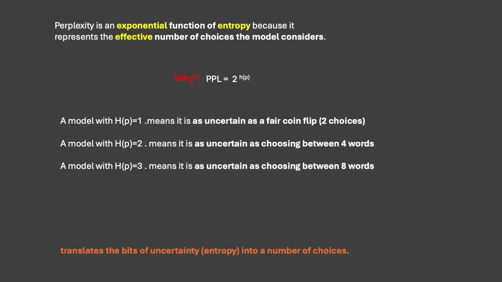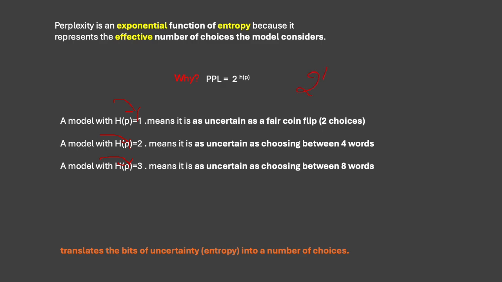Now let's try to decipher this formula in more detail. Perplexity is an exponential function of entropy because it represents the effective number of choices the model considers. This is key to understanding why perplexity is equal to 2 to the power H of P, where H of P is the measure of entropy. Suppose we have a model where entropy is equal to, suppose, 1. Let me write it here. Suppose we have 1 here, and again we have 2 here, and again we have 3 here. So what happens if the entropy is equal to 1? It becomes 2 to the power 1.